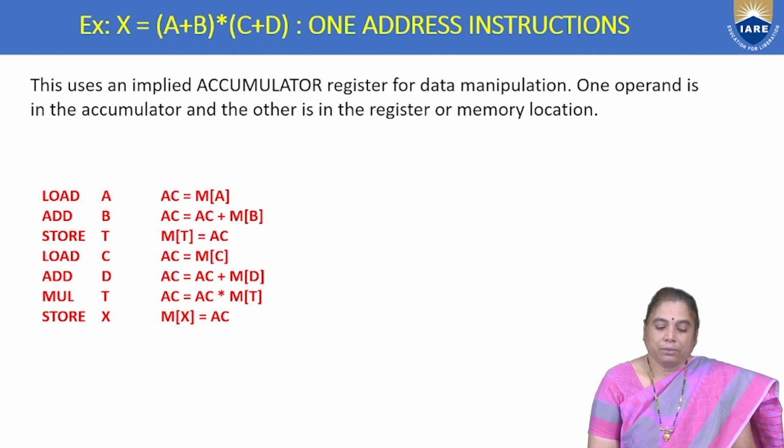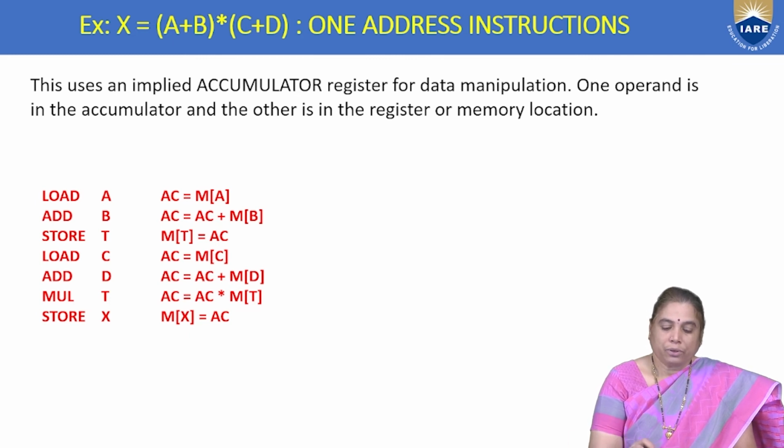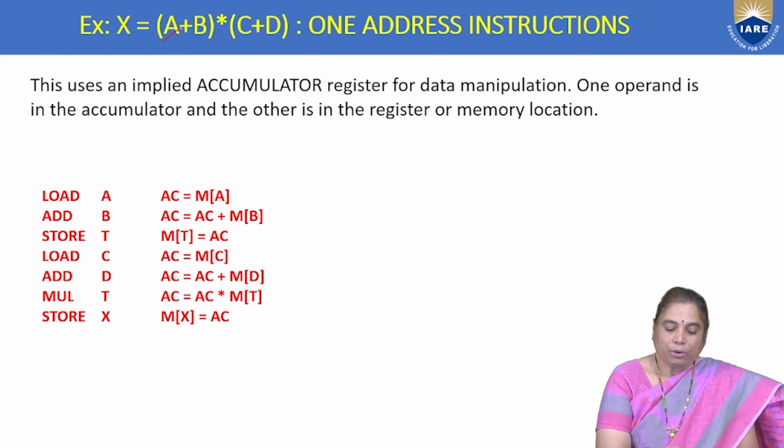Next, the same expression can be evaluated with one address instructions. Here there is a facility to specify only a single address explicitly, and the accumulator can be used for data manipulation operations. Here A is first loaded into the accumulator, then add B. The B value is added to the accumulator, which already contains the value of A. So the A plus B operation is carried out and completed here.